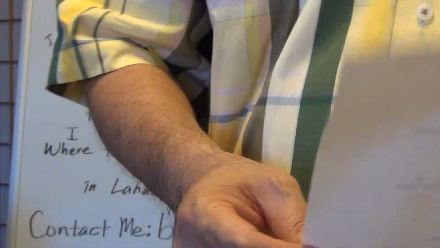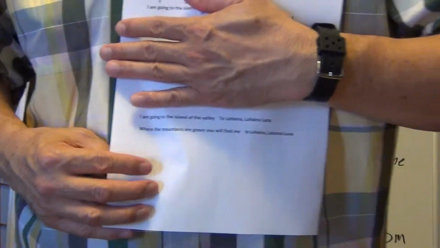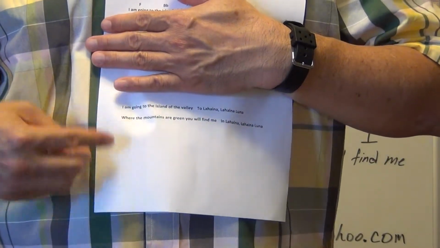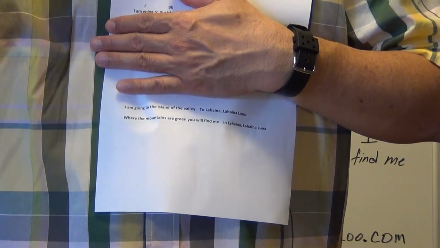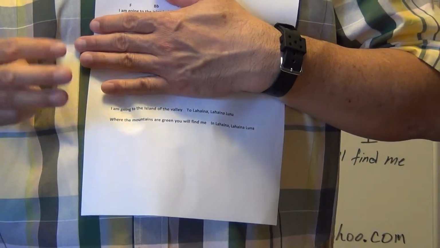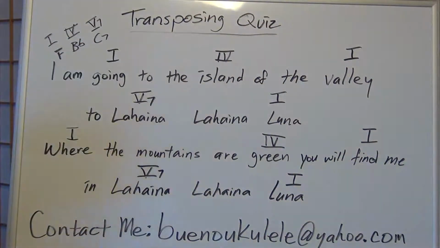What you want to do is you want to be able to cover it up like this and play it in 3 keys: C, F, and G. C is probably most familiar, but you want to try to do it in the key of C, F, and G. And that's your transposing quiz. Go ahead and see how you did. And if you need a little more work, go ahead and back up the tutorial at this time and try it again. And when you're ready, we'll see you for the next lesson.